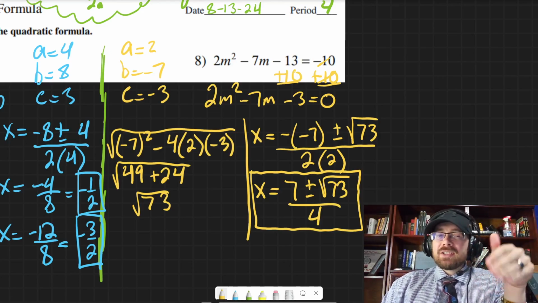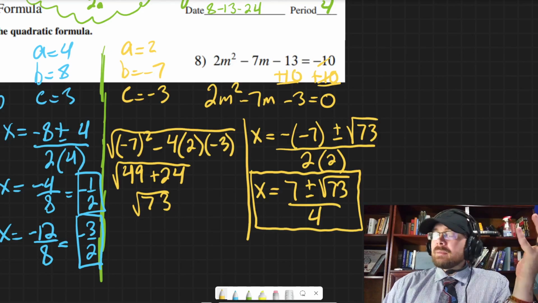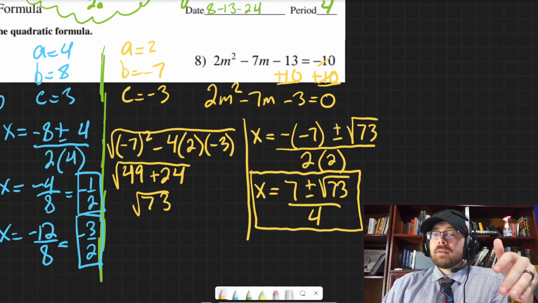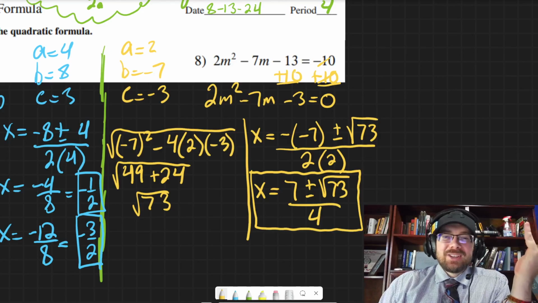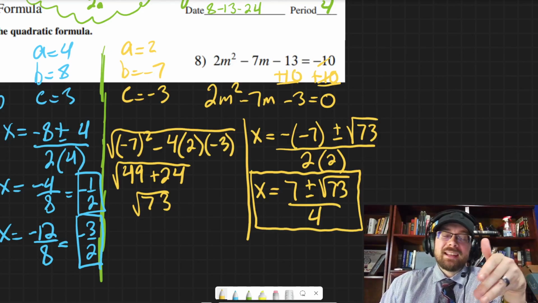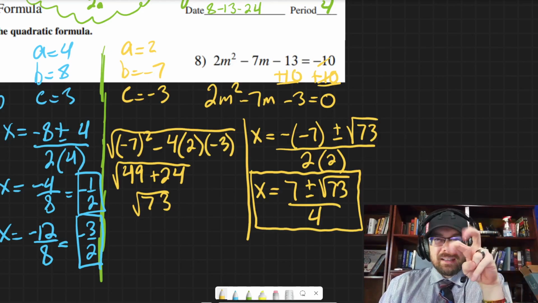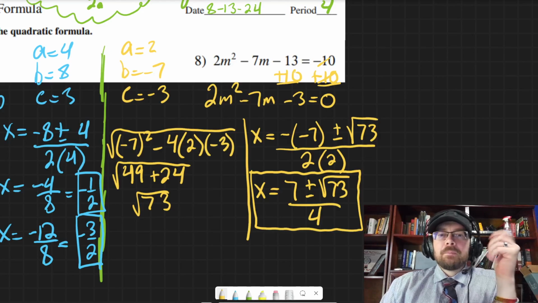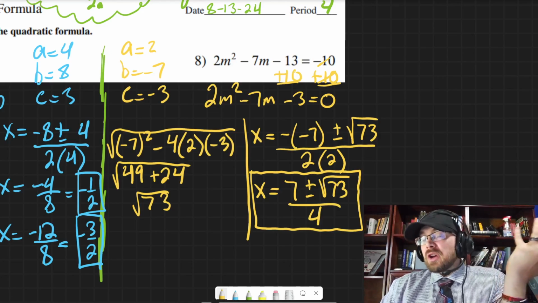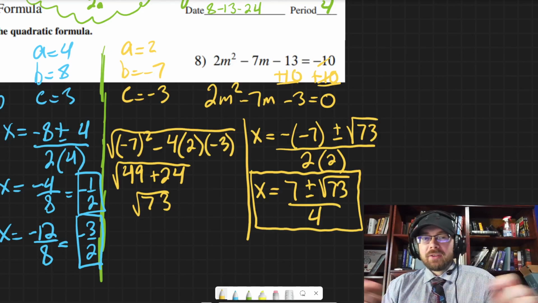This answer is not as neat as number 7, but it's actually less work because you don't have to simplify it as much. It doesn't simplify, so you're just stuck writing it like this. So kind of, pros and cons. You get an answer that's maybe ugly, so to speak, but it's less work. So always a positive spin that we try to put on this stuff, right?